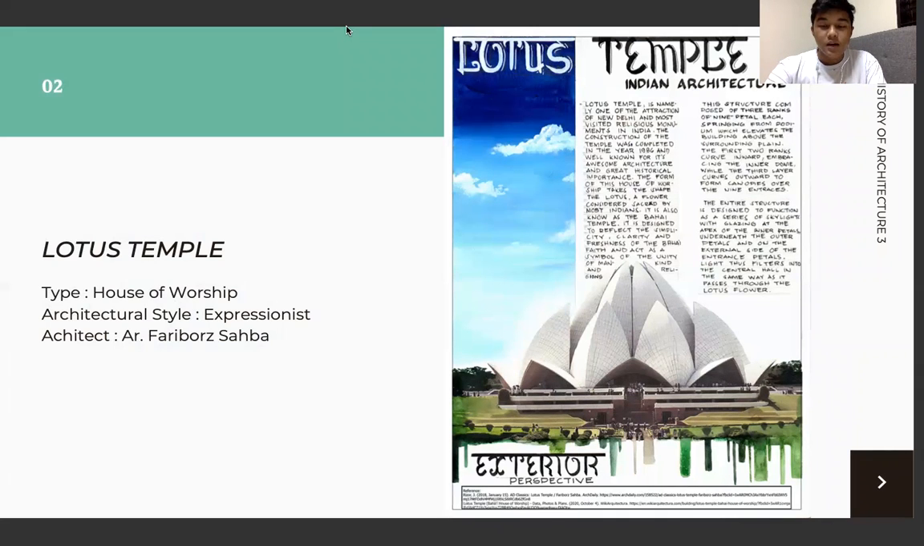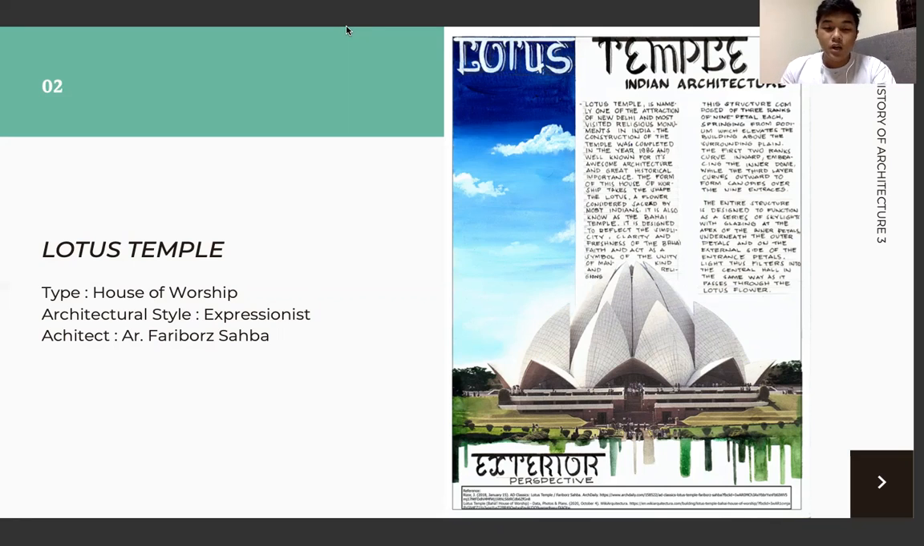Fariborz Sahba, who is Iranian, who won acclaim for the project even before the temple was completed and subsequently received several awards. The Lotus Temple is one of the attractions of New Delhi, one of the most visited religious monuments in India. It derives its name from its design, from the lotus flower.